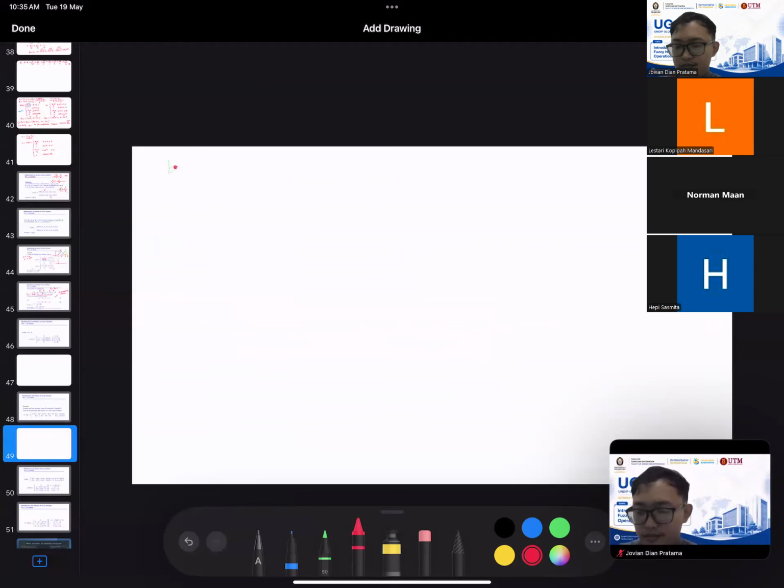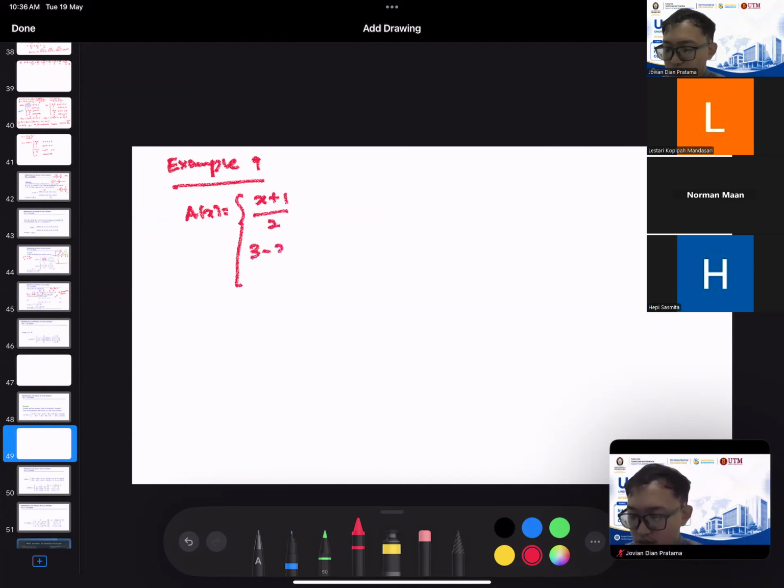So maybe you can start with this equation, example 9 that I mentioned inside my slide. Your A(x), basically the membership function of this one, is (x plus 2) over 2, and then (3 minus x) over 2, 0 otherwise. This is for x between -1 and 1, and this is for x between 1 and 3.